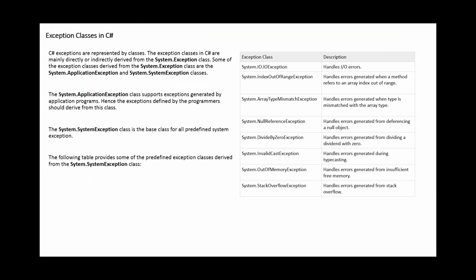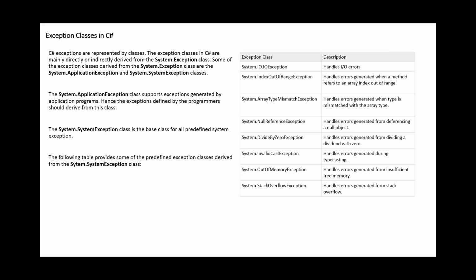So, exception classes in C Sharp. Exceptions in C Sharp are represented by classes. The exception classes in C Sharp are mainly directly or indirectly derived from the Exception class. As I told earlier, Exception is the base class for all the exceptions in C Sharp. Some of the exception classes derived from Exception class are the ApplicationException and SystemException classes. The ApplicationException class supports exceptions generated by application programs.